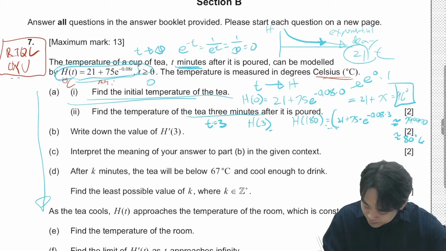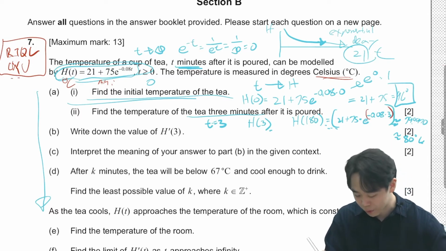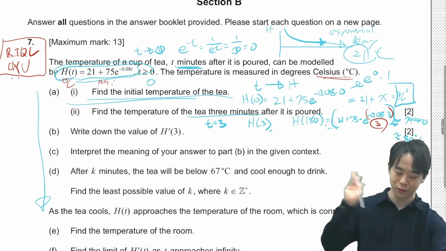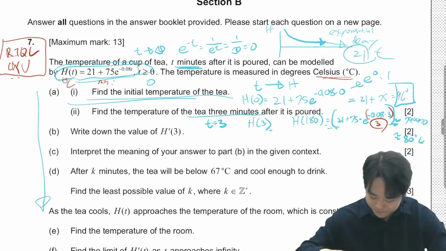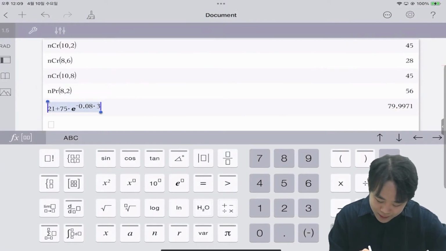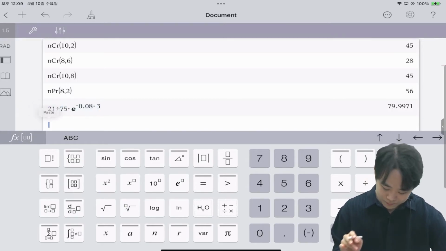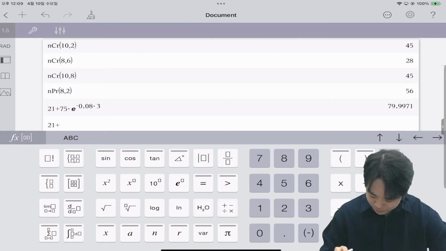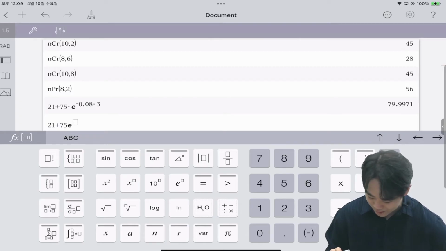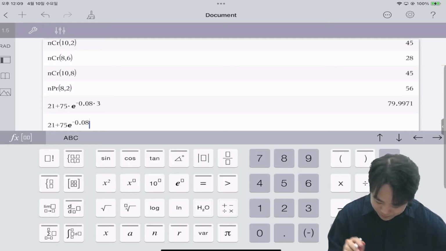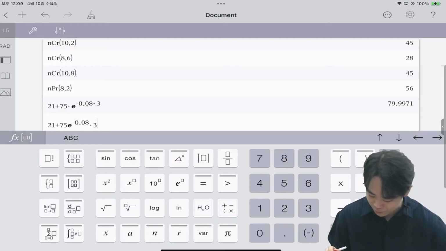Whenever you're putting this in your calculator, make sure you write the 3 as part of the powers here. We don't want to write that in here or anything. So let's quickly go to the calculator and see what you have to put in. You have to write your expression like this: 21 plus 75 times e to the power of minus 0.08 times 3. What students often do is something silly, where they have negative 0.08 in all the right places, but then later on they do times 3 here.